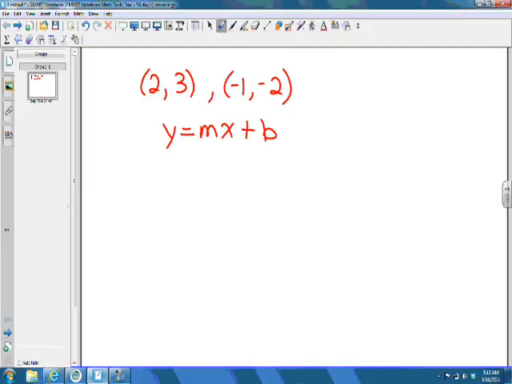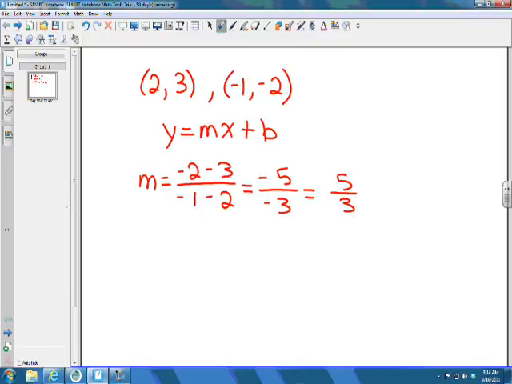So how do we find slope given these 2 points? What would go on top? -2 -3 over. Good. So on top we would have -5 over -3. So our slope is 5/3. So we now know our M.